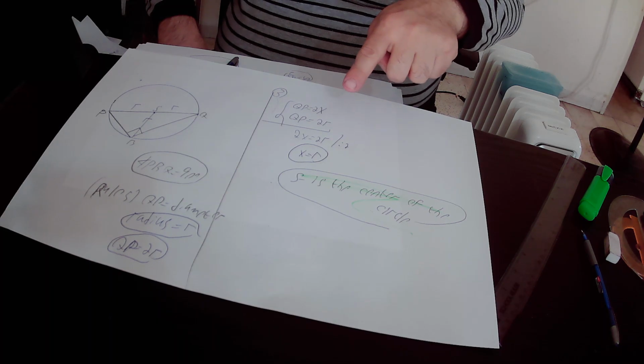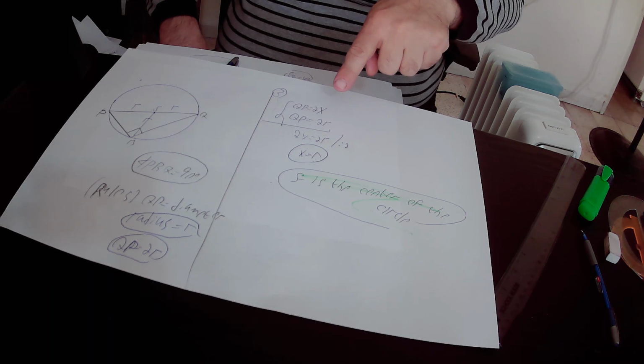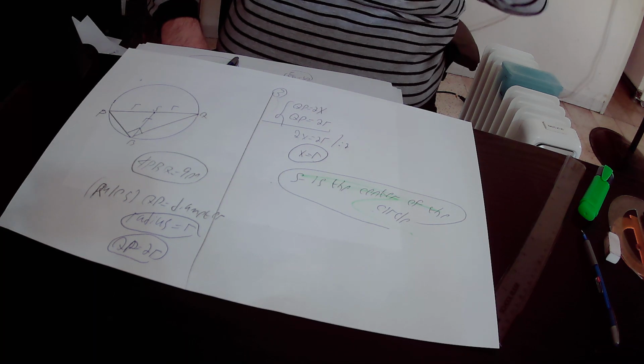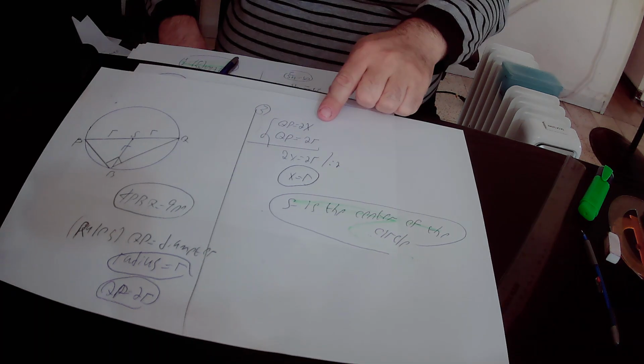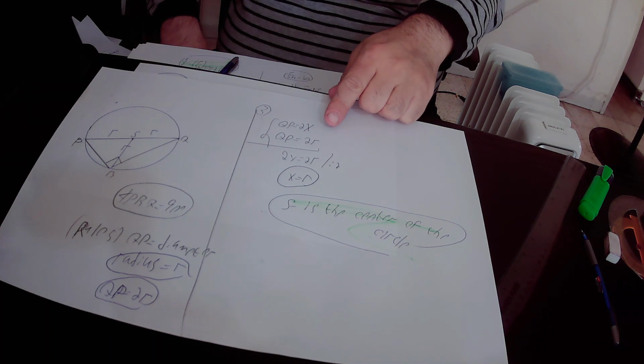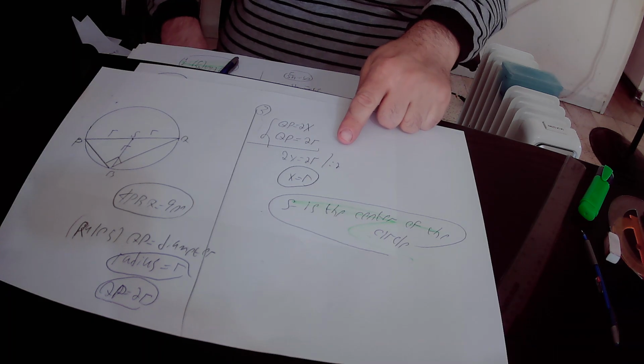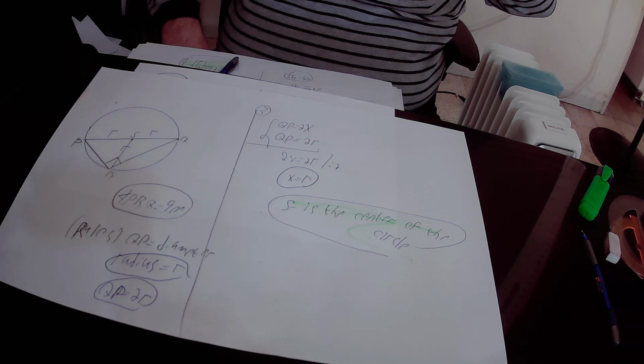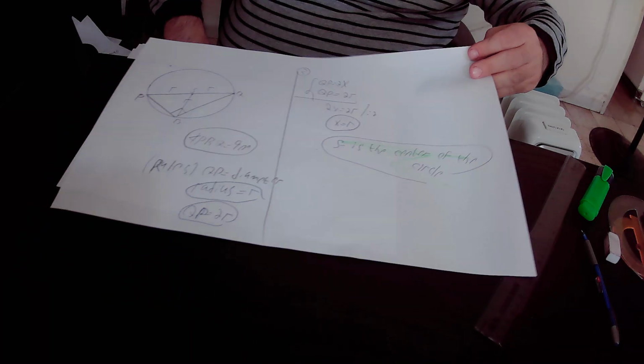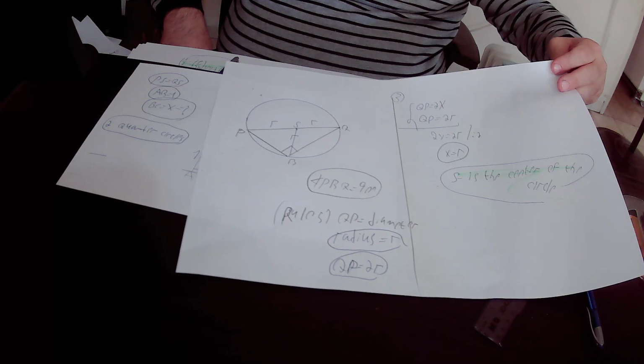From one side, QP is the diameter of the circle, therefore it equals 2R. From the other side, QP equals 2X. From those two equations, we derive that 2X equals 2R. We divide this equation by 2 and finally find that X equals R. So X equals R.